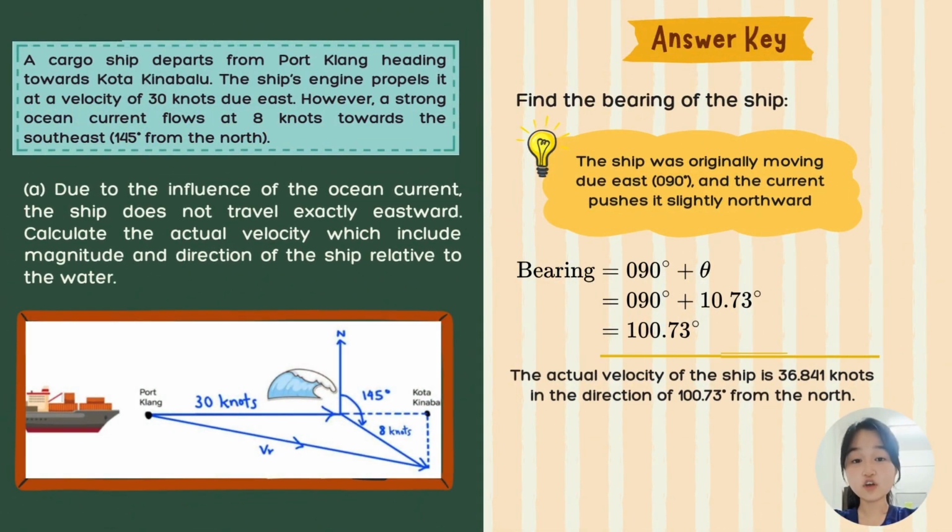Next, we find the bearing of the ship. Since the ship was originally moving due east, that means 90 degrees. The current pushes it slightly southward. So, to find the bearing, we use 90 degrees and add the angle south of east. And we know the answer is 100.73 degrees. Finally, we solve this question by knowing the actual velocity of the ship is 36.841 knots in the direction of 100.73 degrees from the north.